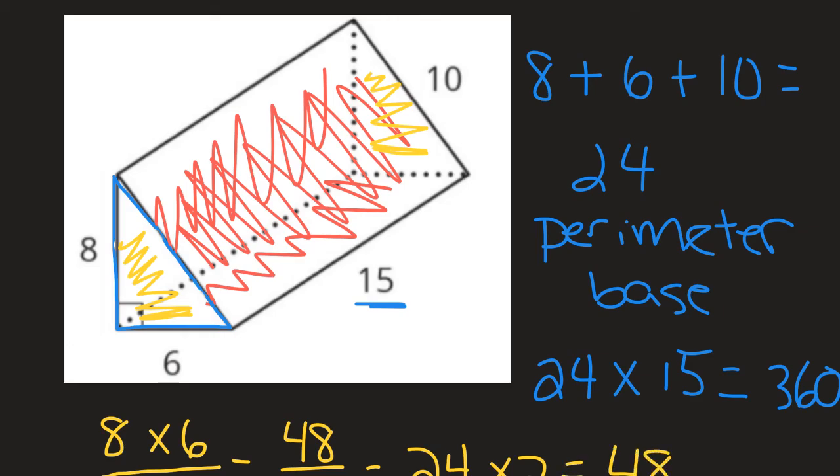And then to finish up, I'm going to add together the 360 and the 48 to give you 408. And it is units squared, but for assessments, we'll just type in 408.